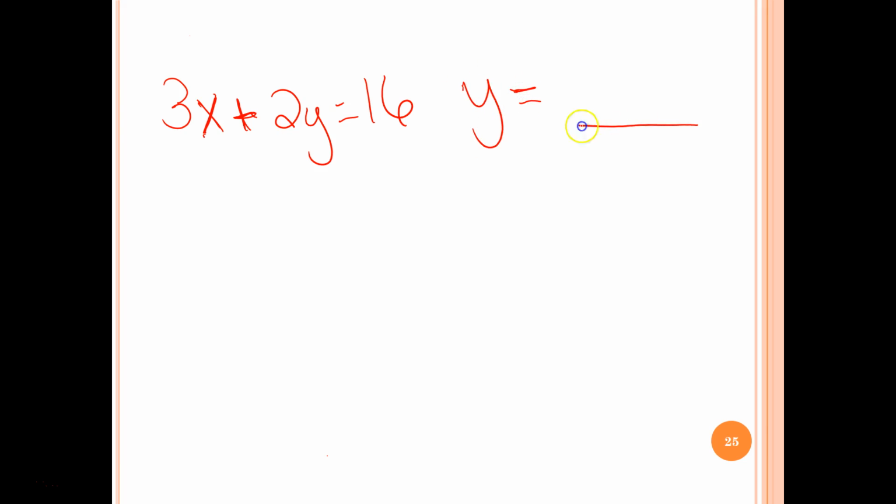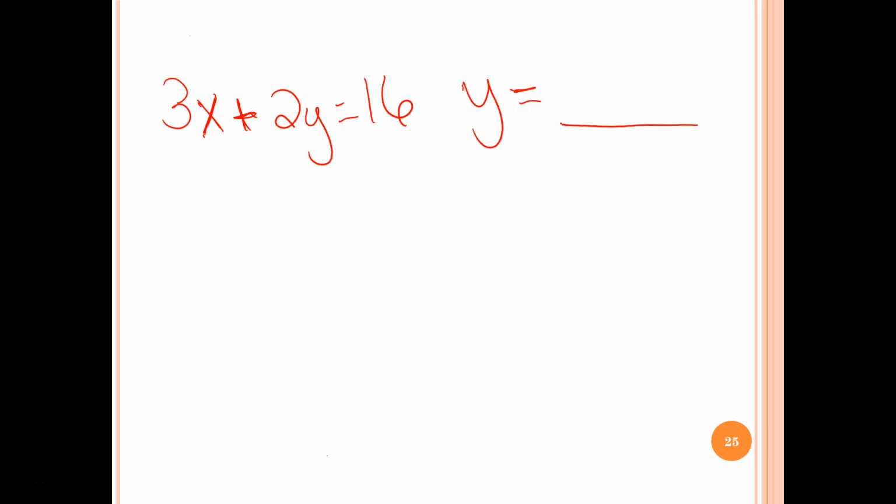Okay, so now we have 3x plus 2y equals 16. Now this is not an equation, this is a formula. It contains two variables. All we're trying to do is rearrange this formula so we can talk about y.